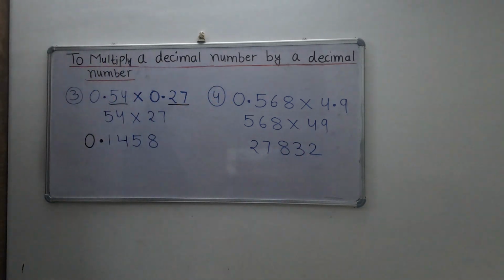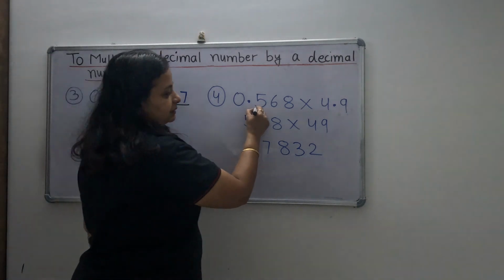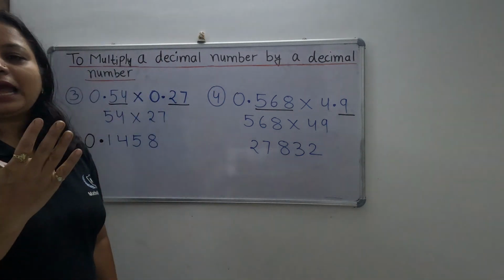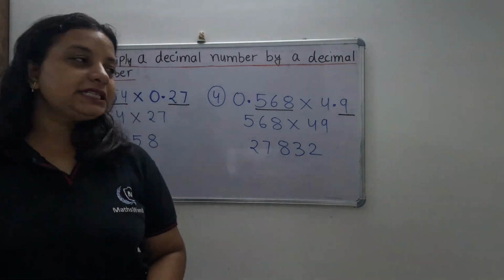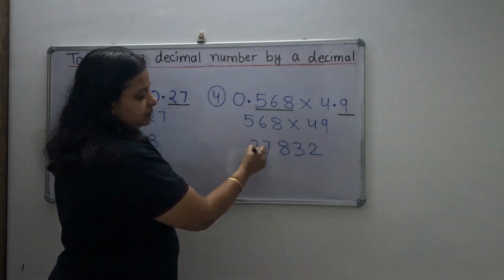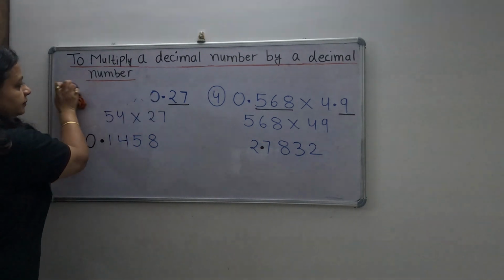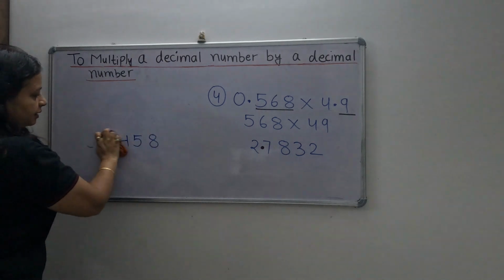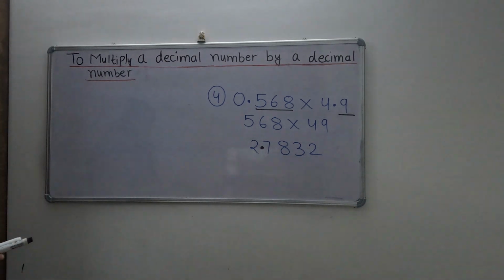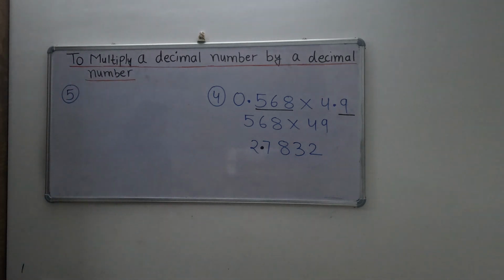Right? Now what is the next step? Count the number of decimal places in each number and add these. So 3 plus 1. Total we have decimal digits are 4. So start from the right. 1, 2, 3, 4. Put the decimal. Now the answer is here. Now we'll take the next example. The fifth one.